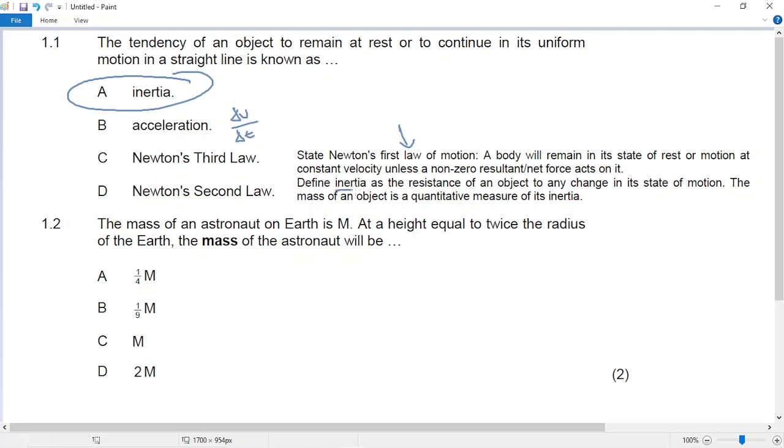So if you were looking for one of Newton's laws, it's easy to get confused. But inertia is actually the resistance of an object to change its state or motion. So if it tends to remain at rest or continue in its uniform motion, it is due to the inertia.